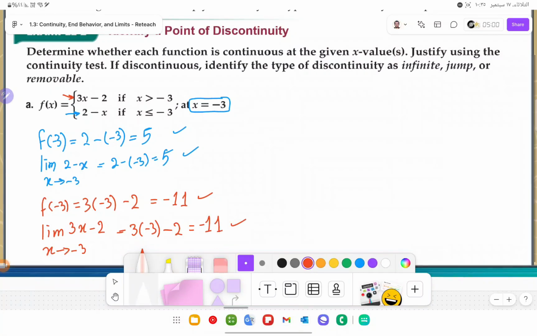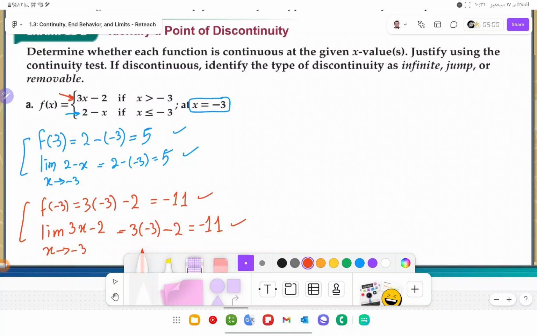So as you can see here, from the right, it's not the same as from the left. The function in the blue color, when I replace it, I get 5. But when I replace the negative 3 in the first function, which is this one here, I get negative 11. Oh my God, what should I do? This is a hard question. I don't know how to solve it. Oh, no, don't say this.